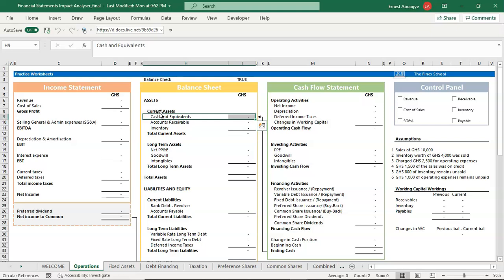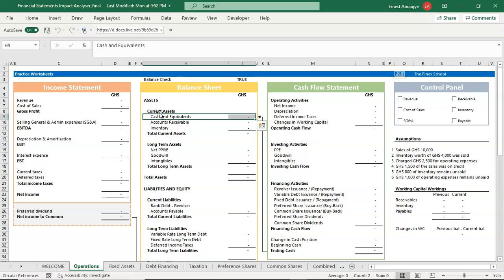But then cash equivalents are assets that can be converted into cash within 3 months. So cash equivalents are not currencies like notes and coins that we have, but they are near cash, what we call near cash. They are marketable securities, so they are instruments that can be converted to cash within 3 months.